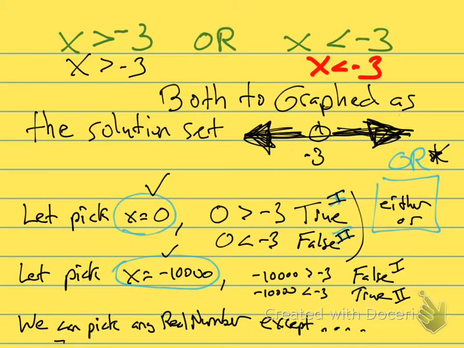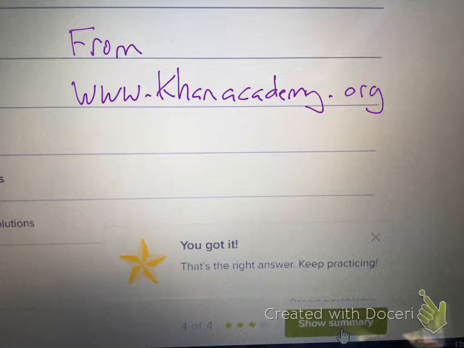We can pick any real number except that number which is -3. -3 is not going to work for either of those inequality statements in our compound inequality. So -3 would not be a part of the solution. Keep trying with Khan Academy, and eventually you're going to get it.